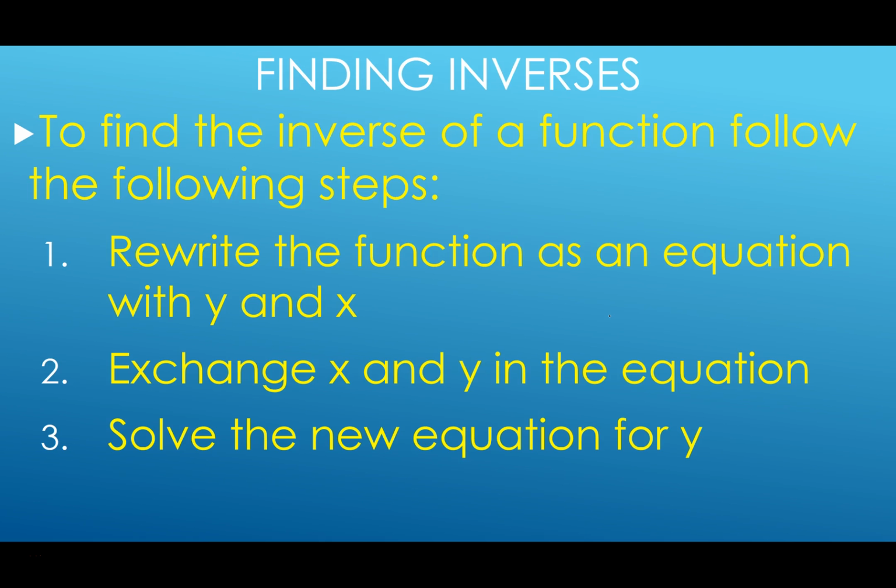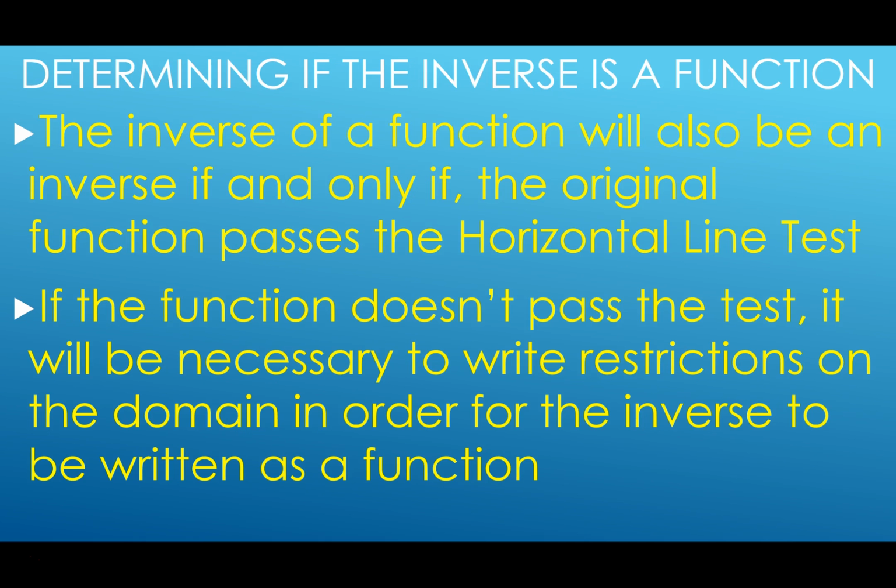Now, it's important to remember that functions have to pass the vertical line test. Just because the original passed the vertical line test doesn't mean its inverse will also be a function. The inverse will only be a function if the original function passes the horizontal line test, which is the same idea as the vertical line test. If you can draw a horizontal line through the function and it hits the graph more than once, then its inverse will not be a function.